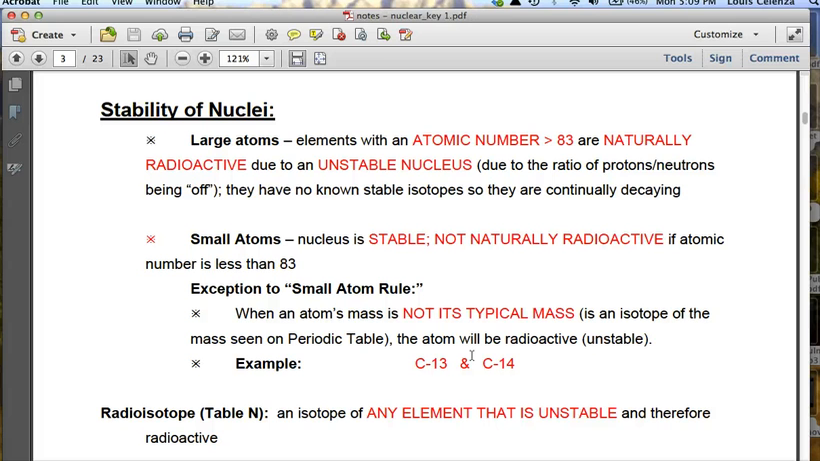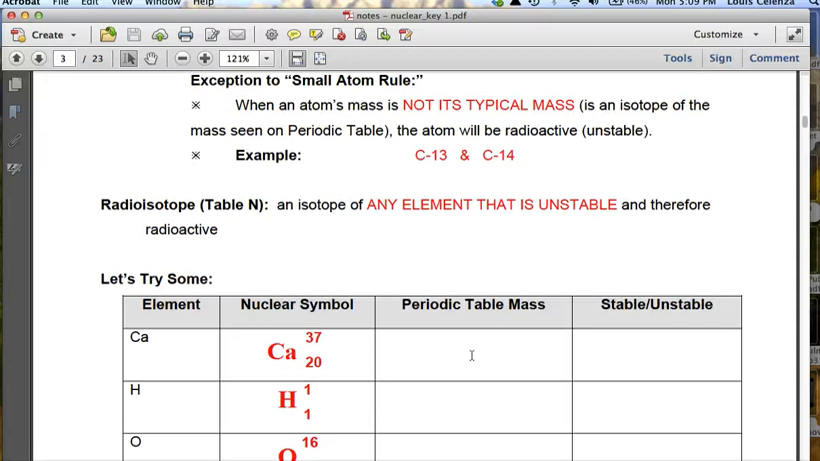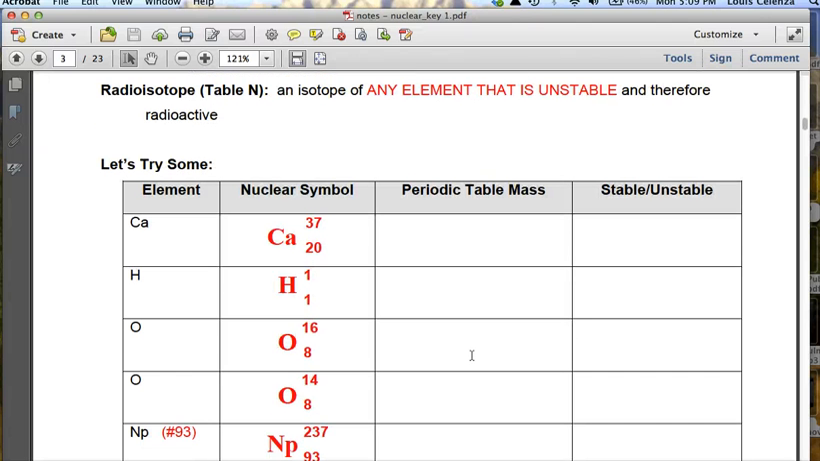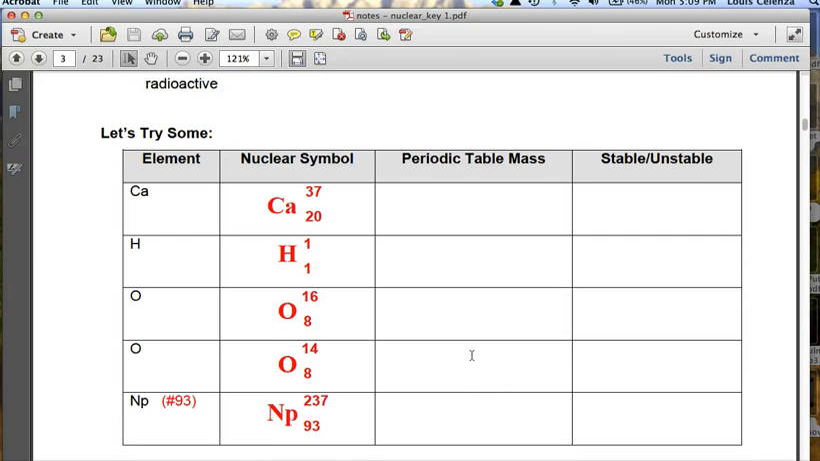So generally speaking, an atom with an atomic number above 83 is going to be radioactive. If it's below 83, the way that you can tell, the exception to that rule, the small atom rule, is if the mass of that element is not the one that's on the periodic table, it's going to be radioactive or unstable. This is something you can really get from the periodic table.